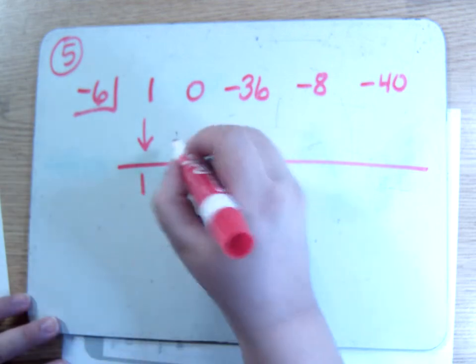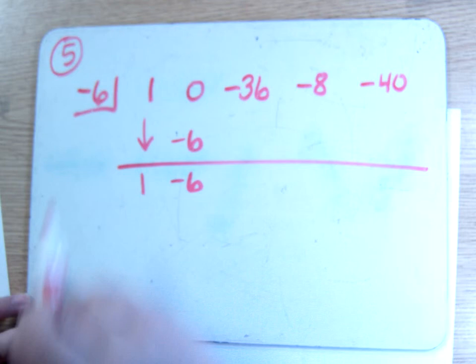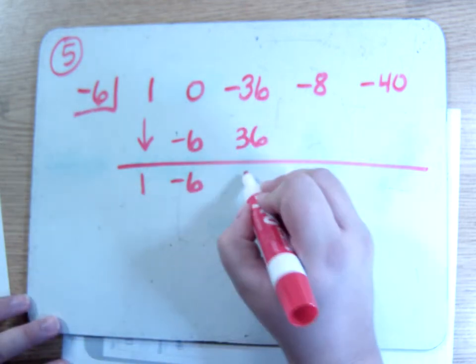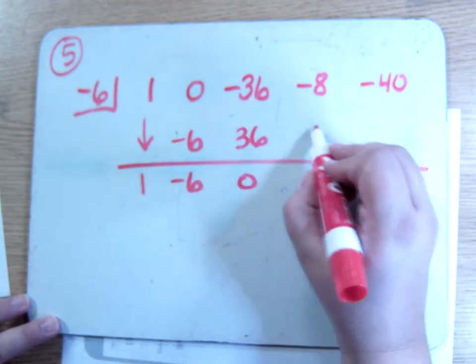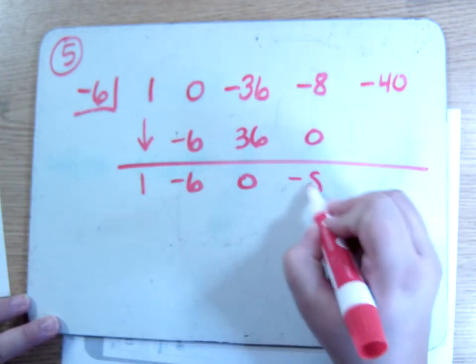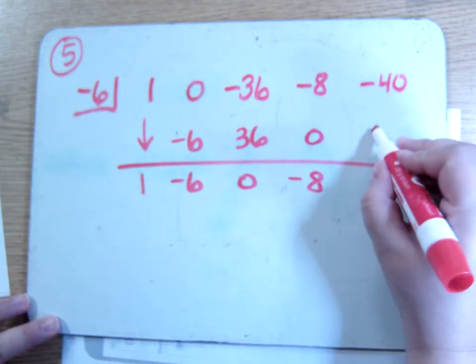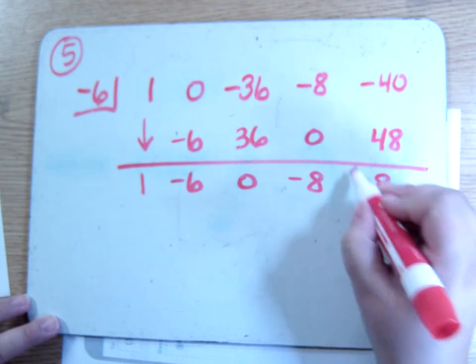So -6 times 1 is -6. Add and I get -6. -6 times -6 is +36. Add and I get 0. -6 times 0 is 0. Add and I get -8. And -6 times -8 is 48. Add and I get +8.